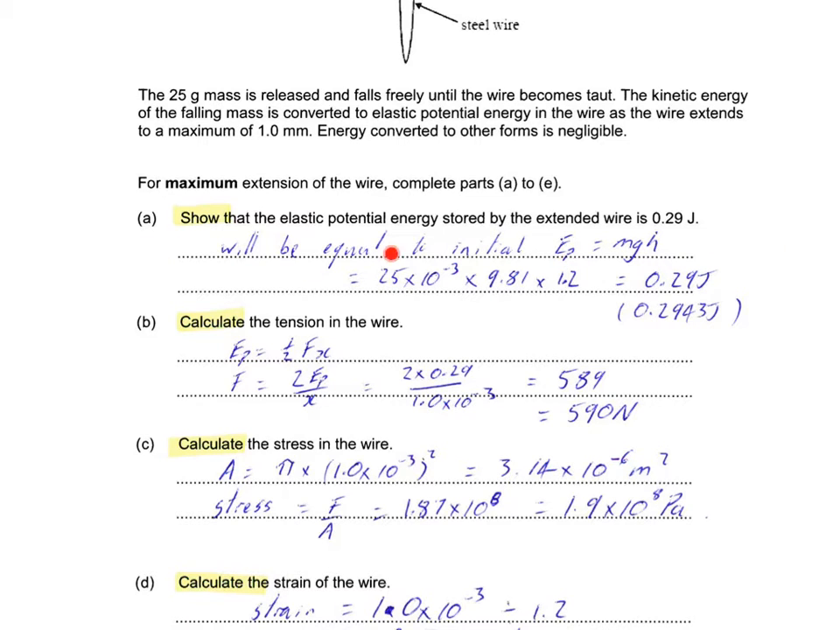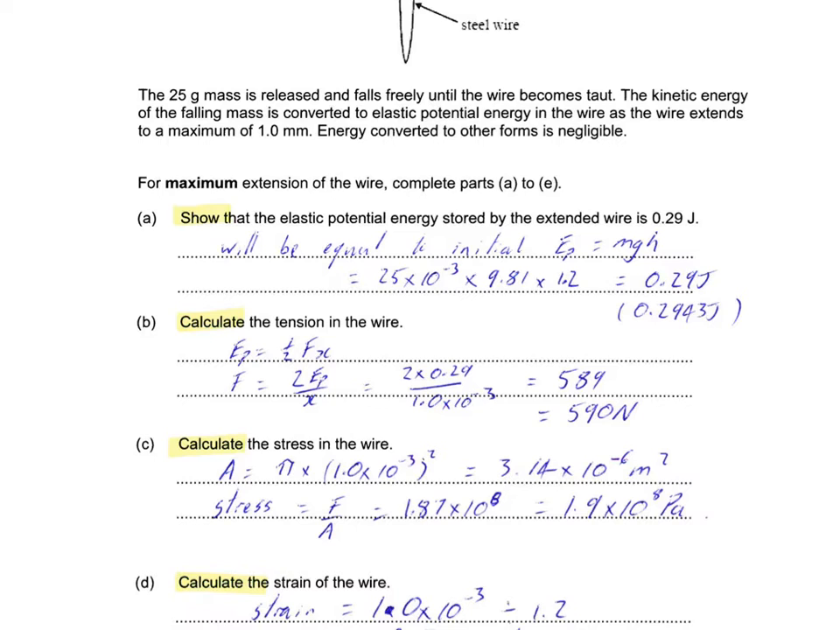That will be equal to m, 25 times 10 to the minus 3, g 9.81, h 1.2. You could argue that it should be 1.201 because it's going to fall the 1.2 meters plus the 1 millimeter extension, but that just wouldn't make sense in terms of the significant figures of the 1.2 meters of that original length. Work that out and you get 0.29 joules. Because it's a show, I would have been quite tempted to show that figure somewhere in my working.